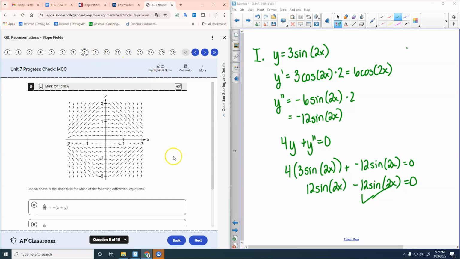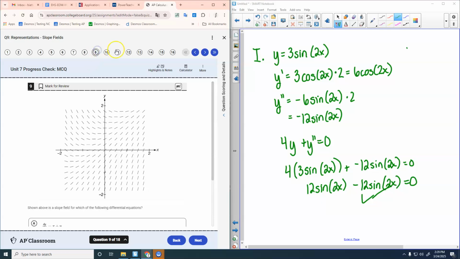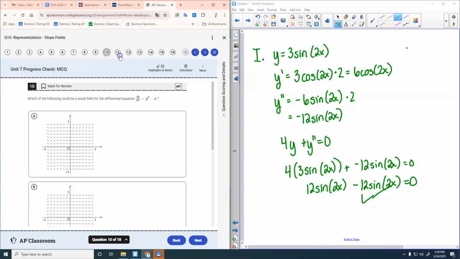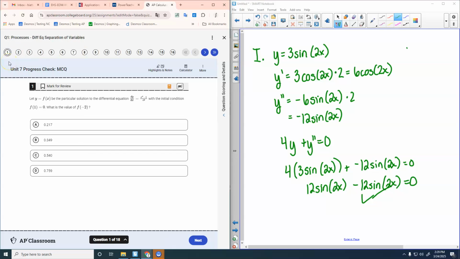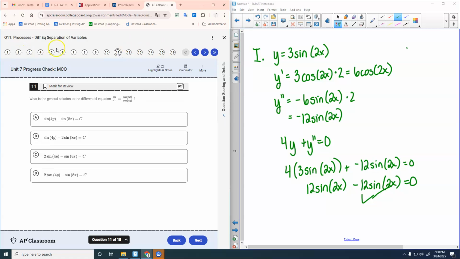Slope fields, you're most likely to see your slope field problems in multiple choice form now because you can't draw them in there. So you'll have a few slope fields, and then when you get to 11, it starts to get to ones where you're actually solving the differential equations. So you really won't do much solving differential equations until you get over to 11. I think 1 might be one where you actually solve it as well, but most of those in the middle aren't.